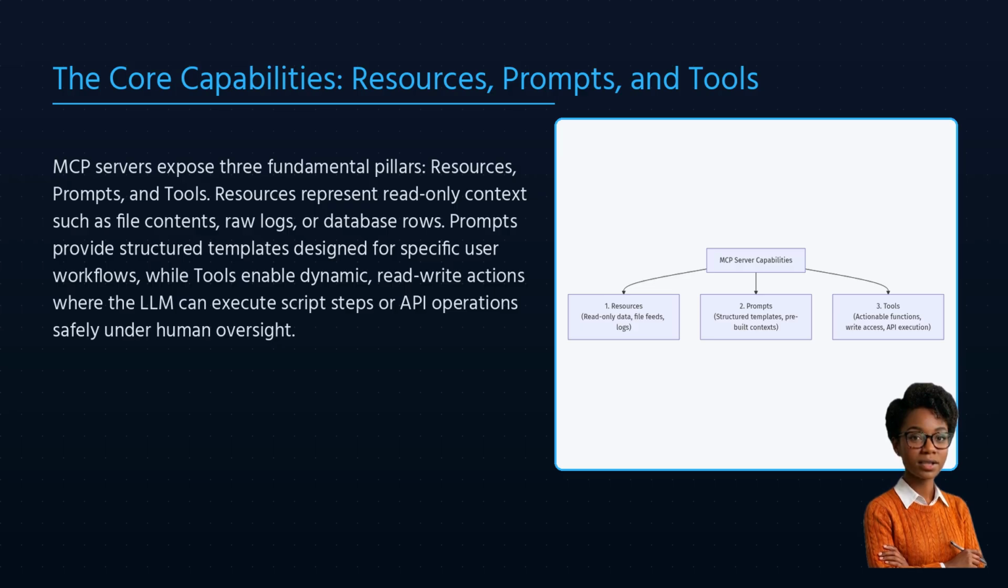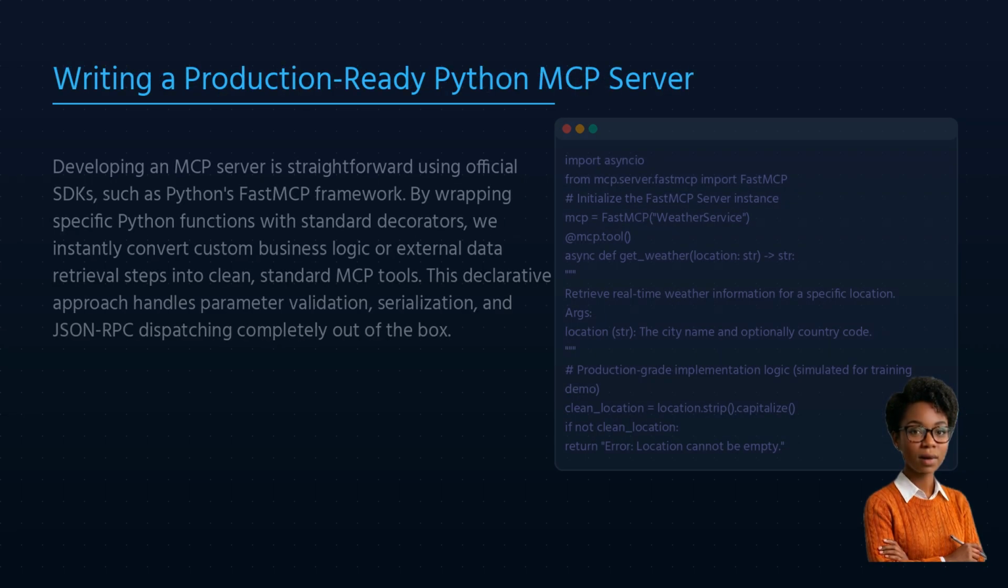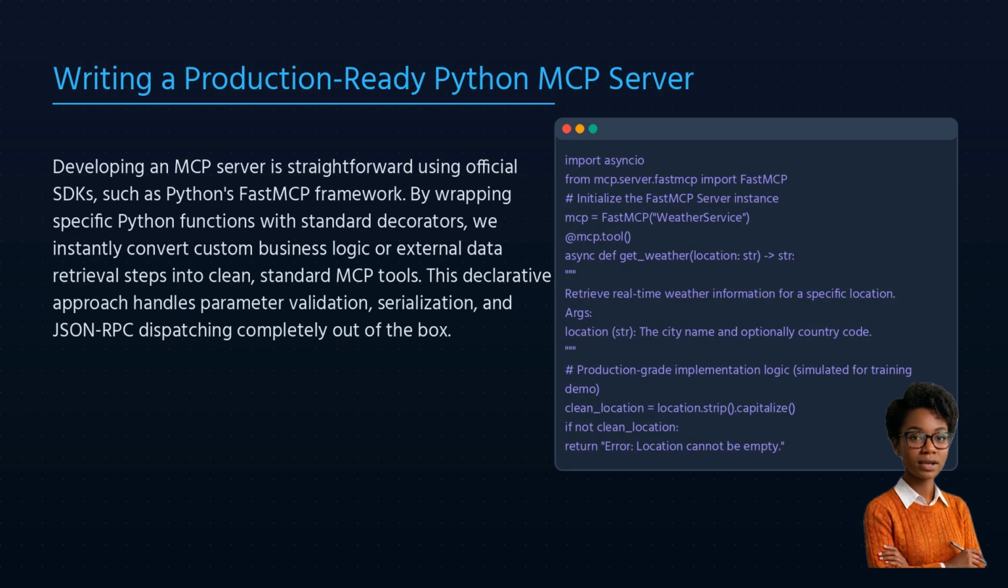Lastly, tools are executable actions that actually change something in the external world, like updating a record, writing a file, or hitting an API endpoint. This clear division of labor guarantees that you control the security boundaries for what the LLMs can see and what they can actually touch. Let's check out a production-grade Python script implementation using the FastMCP SDK.